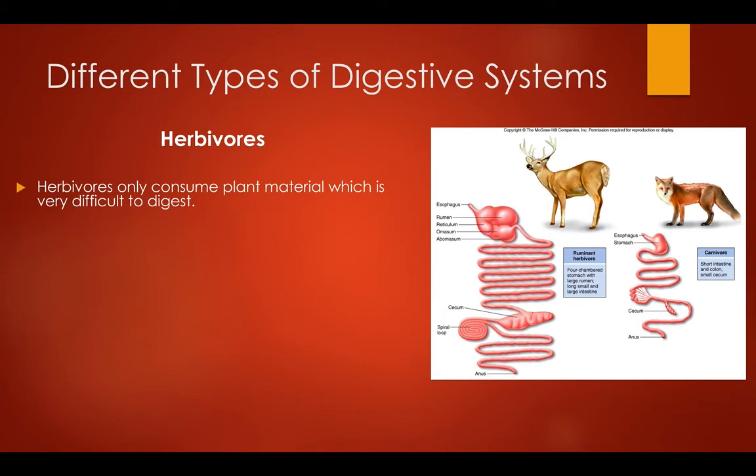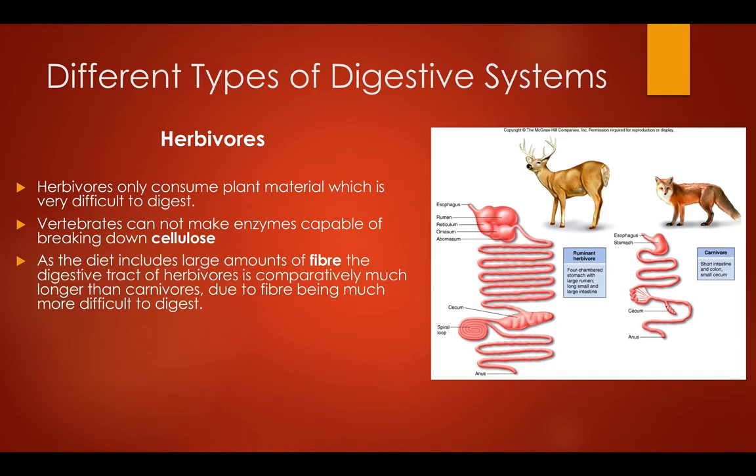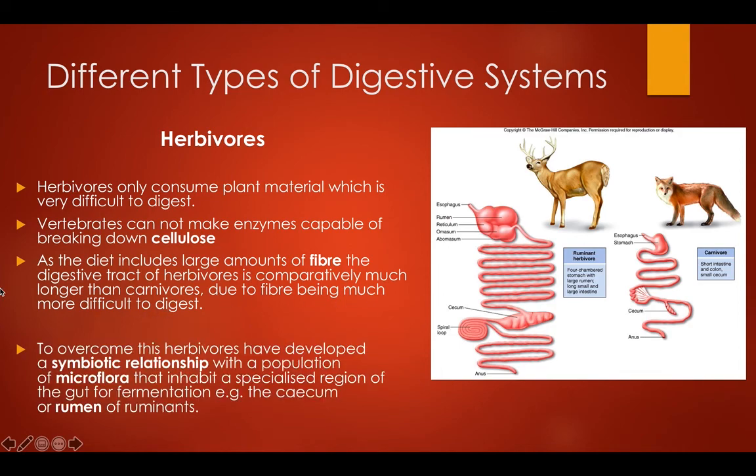Okay, herbivores. Herbivores only consume plant material, which is extremely difficult to digest. Vertebrates cannot make enzymes capable of breaking down cellulose. As the diet includes large amounts of fiber, the digestive tract of herbivores is comparatively much longer than carnivores. I already went over that, due to the fiber being much more difficult to digest.